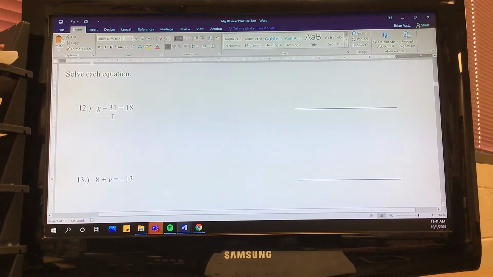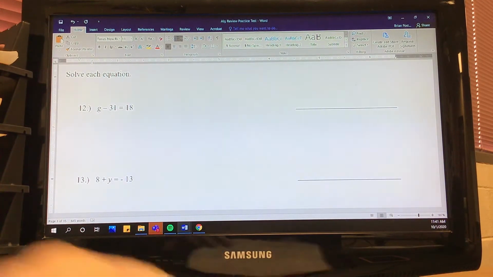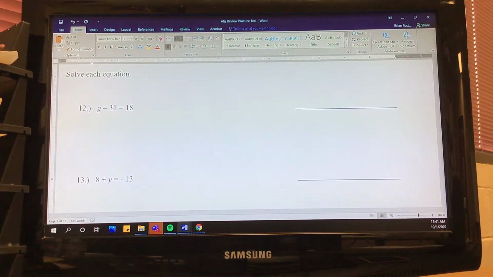Down here, solving equations. I need to see the shown work. If you want to write literally underneath it, that's fine. Just write right underneath it. And we have, you're going to do the opposite, right? So we are currently subtracting 31, so you need to add 31. What you do to one side, you do to the other side. Then we just add them up, okay?